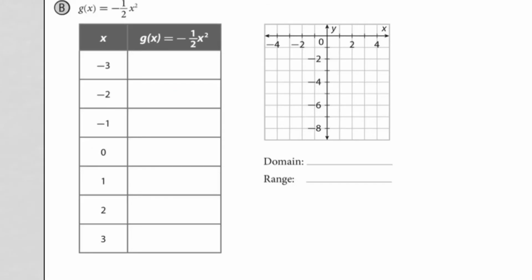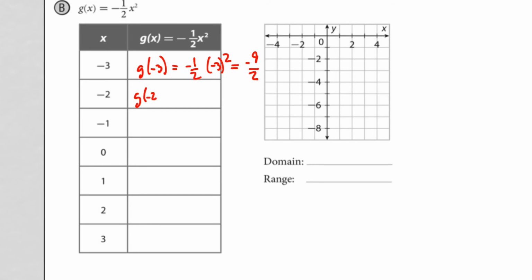And now let's take a look at an actual function. So g of x is equal to negative 1/2 x squared. So we're going to find, well, what's g of negative 3? That's going to be negative 1/2 times negative 3 squared, which will wind up being negative 9 halves.